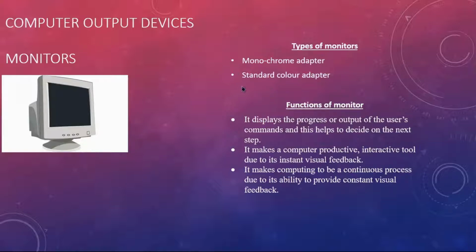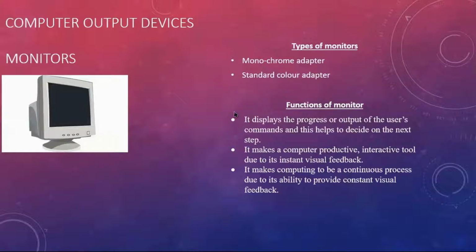Starting with what the monochrome adapter is, in your physics you've probably come across the word chrome. Chrome is something to do with colors, okay? The word mono means one. So when you look at monochrome adapter, it is actually defining itself within its word. This adapter helps the screen display data in only one color, okay?